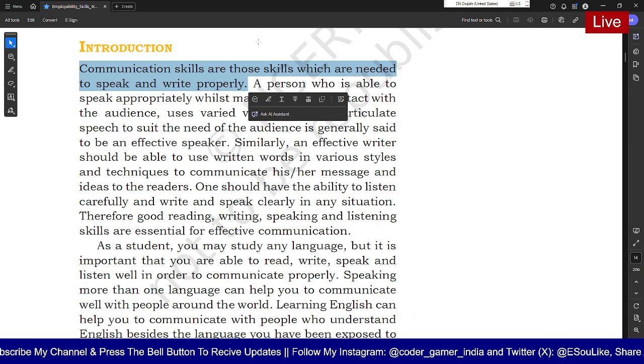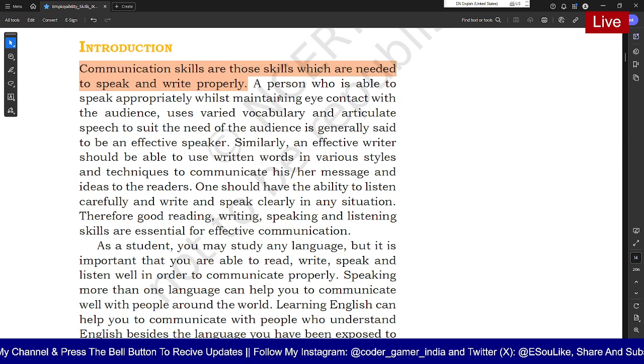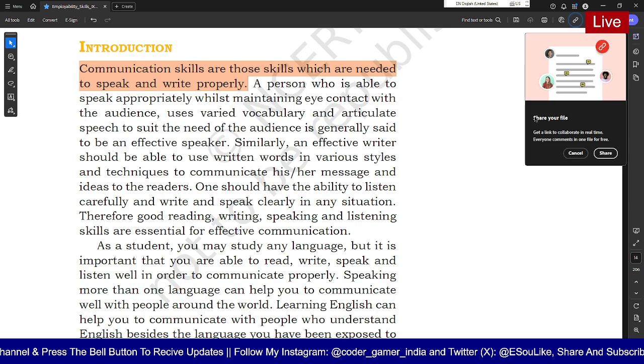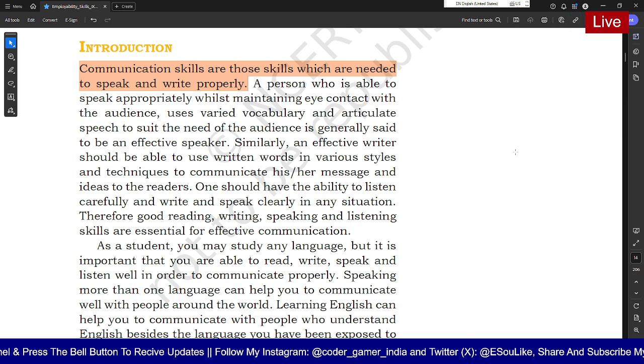Communication skills are those which are needed to speak and write properly. So, what is communication? Communication means the way in which we are talking with each other. For example, right now, if anyone is there beside me, then I would communicate regarding the topic.